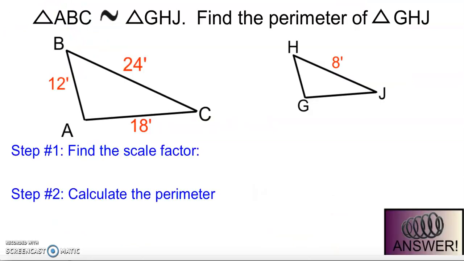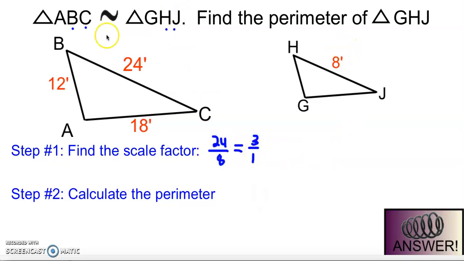All right, last example. I want to find the perimeter of the small triangle. So the first thing I want to do is figure out what my scale factor is. So whatever goes with HJ here, which is my 8 feet, that's going to be in my last 2 slots here, has got to be the number that's in the last 2 slots here, which is going to be BC. So in this case, my scale factor is going to be 24/8. And 24/8 reduces to 3/1.